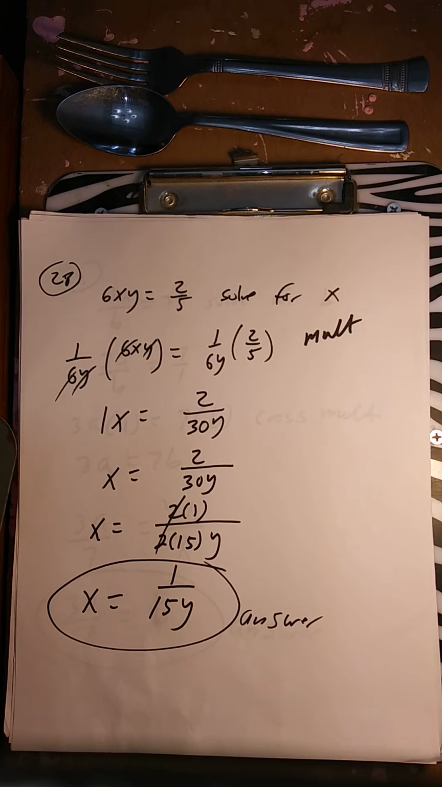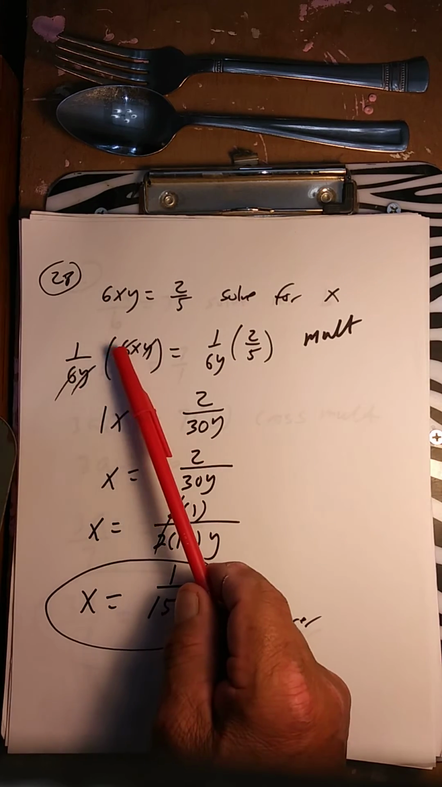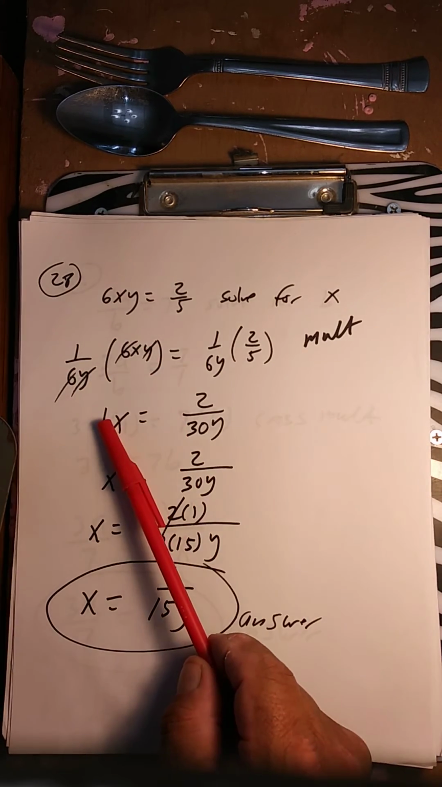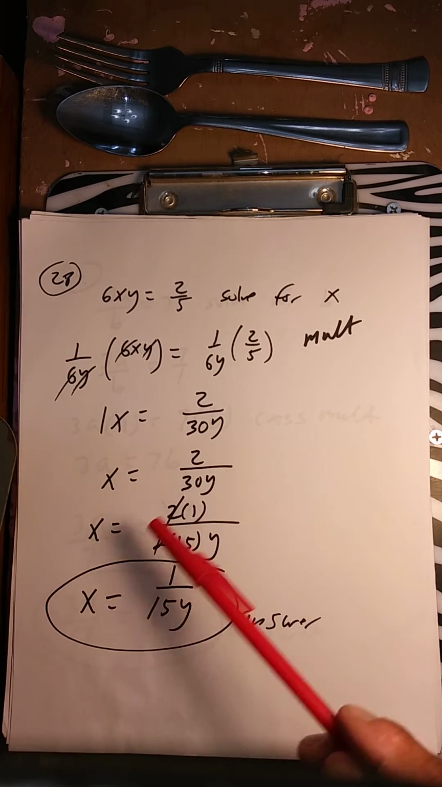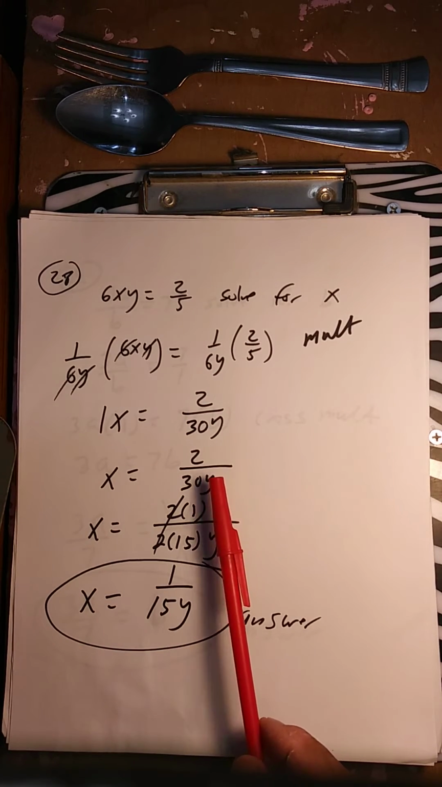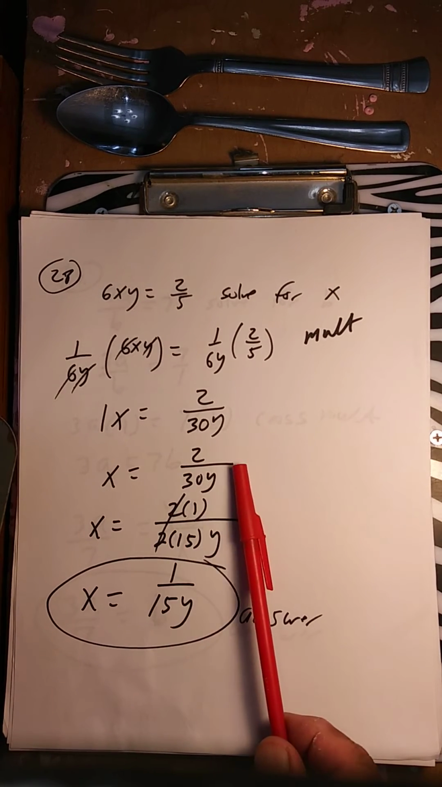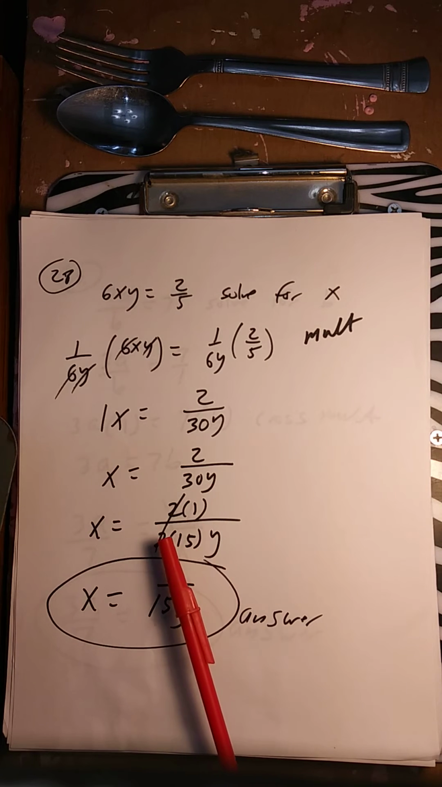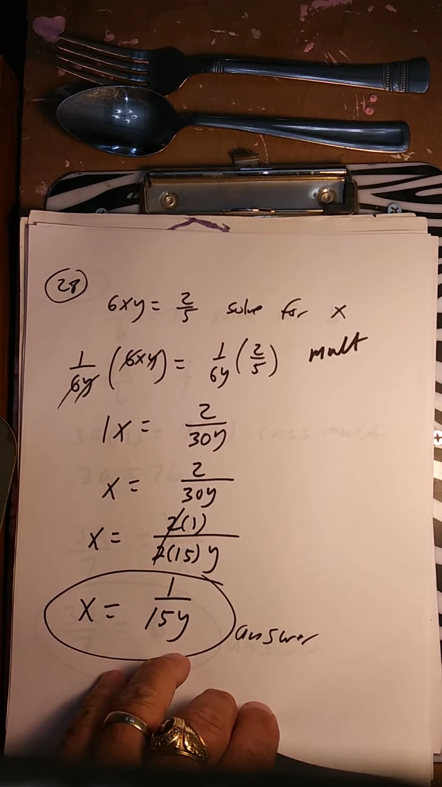This one, another literal equation. Solve for the letter x. So what I'm going to do is multiply by 1 over 6y. So the 6 and the y go away. You have 1x. And this would be 1 times 2 is 2. That times that is going to be 30y. So now x is 2 over 30y. But we need to simplify that. 2 times 1 is 2, and 2 times 15 is 30. Notice that we have a 2 and a 2 there. They can cancel each other out. So x is 1 over what? 15y. Simplified out.